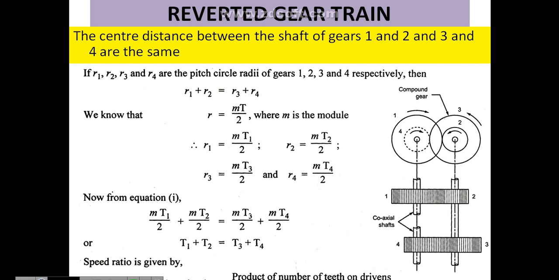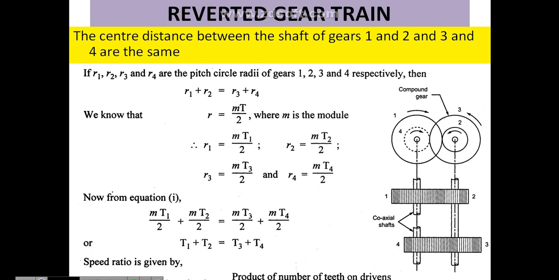So this is the speed ratio calculation for a reverted gear train. Here we have to consider one condition: the radius of the first gear plus the radius of the second gear, that is the first combination, is equal to the second combination. That is R1 plus R2 is equal to the next set of combination R3 plus R4. Likewise you have to do the calculation. Here we have the formula for small r, which is m into t divided by 2. Here m is nothing but the module. Then similarly you do the calculation for R1, R2, R3, R4 and substitute in that formula. We finally get T1 plus T2 equal to T3 plus T4.